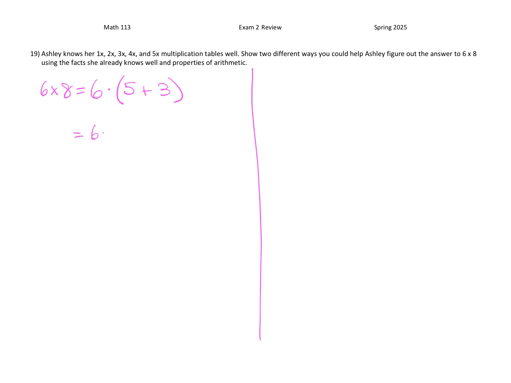So that's 6 times 5 plus 6 times 3. And Ashley knows her 5s and her 3s. That was given. So 5 times 6 is 30, and 3 times 6 is 18. 30 plus 18 is 48. So that used the distributive property.